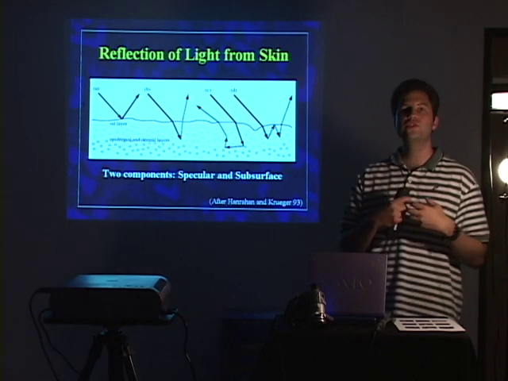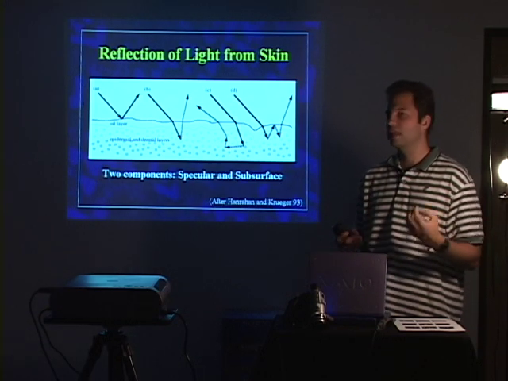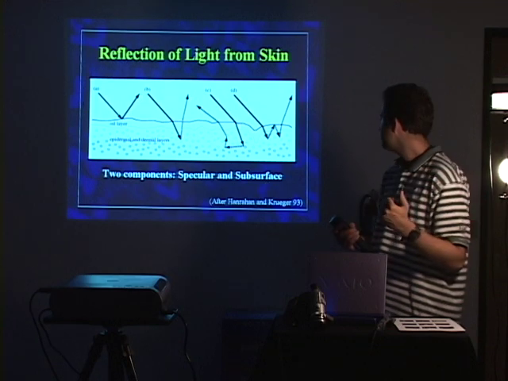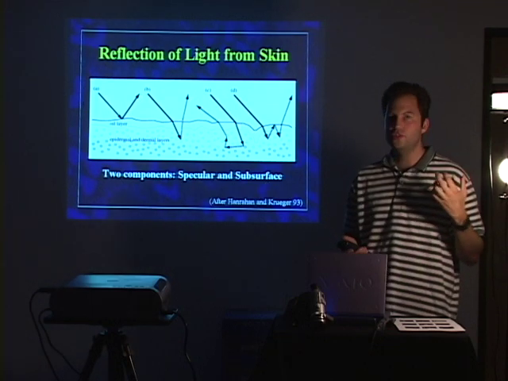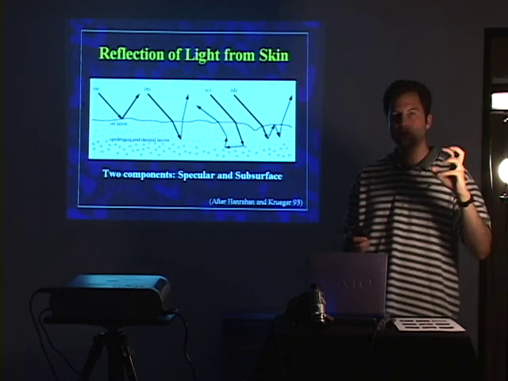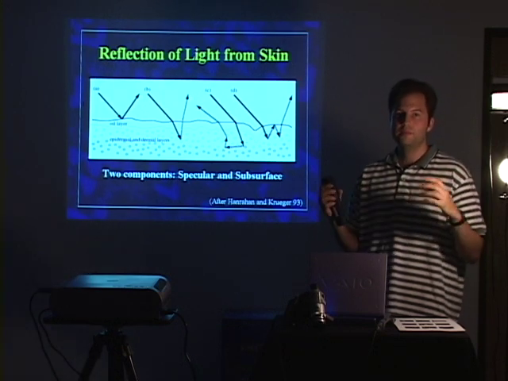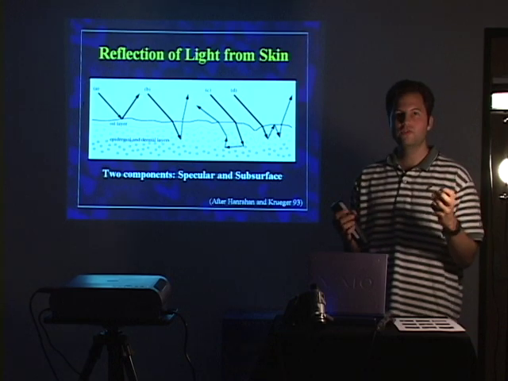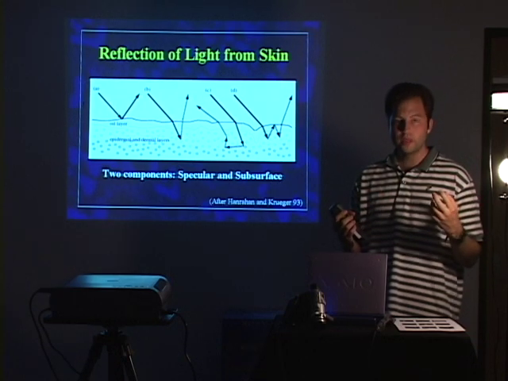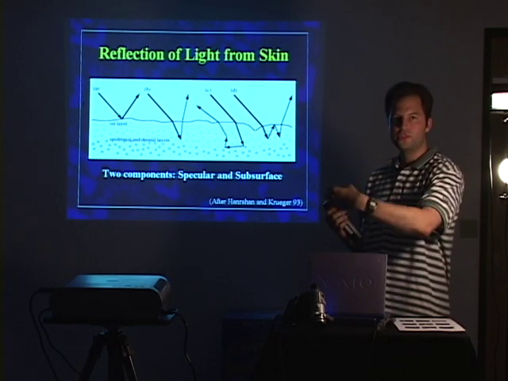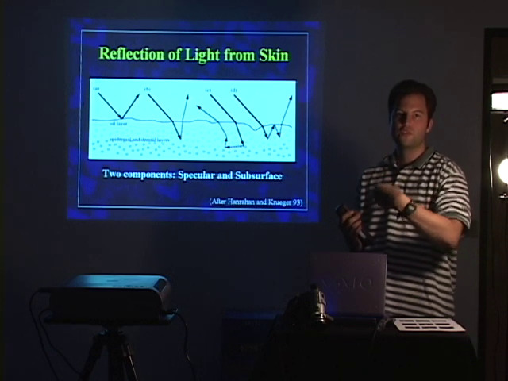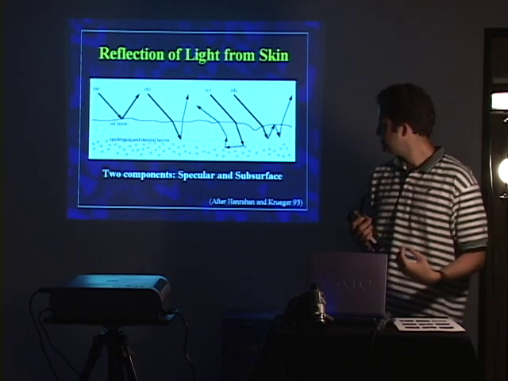It will also tend to depolarize the light if it came in with any particular polarization. So what we're going to do is try to look at the specular and the subsurface components of the light individually, because that way we can model each one of them in a relatively simple manner, and that will allow us to extrapolate the skin reflectance from one direction to another direction.